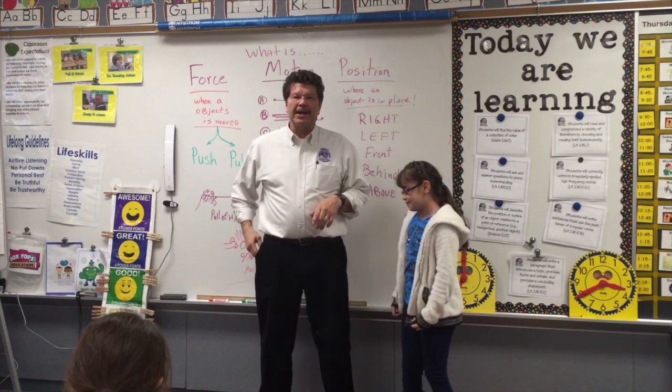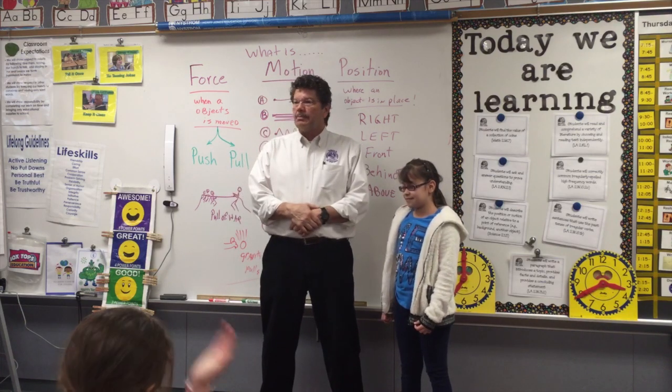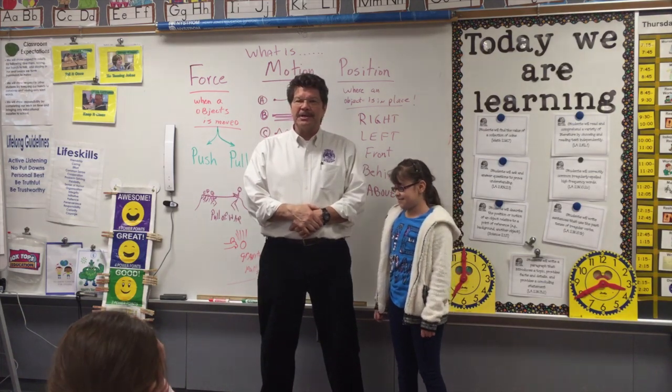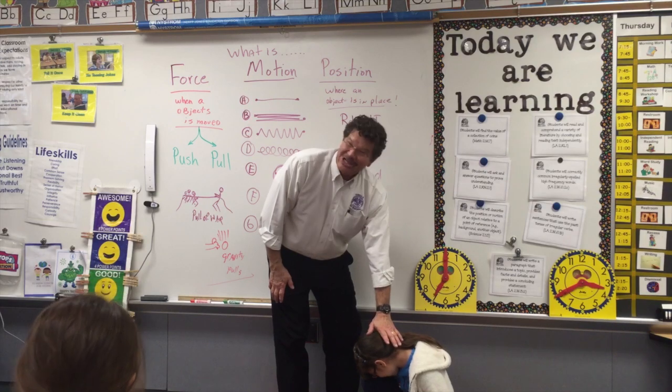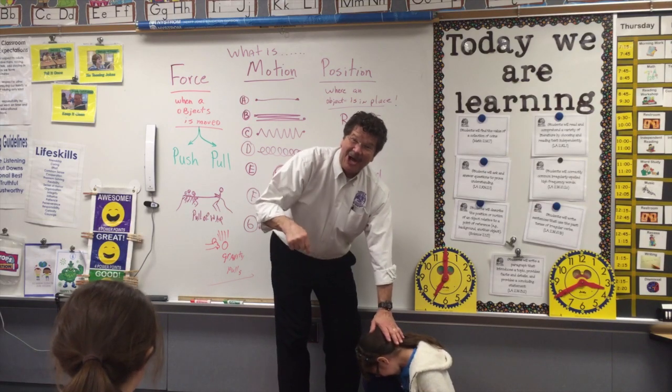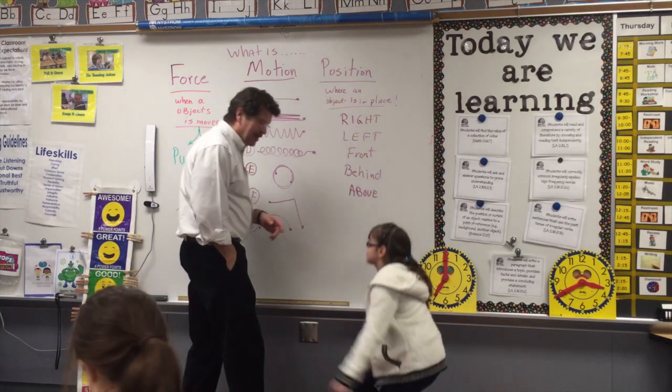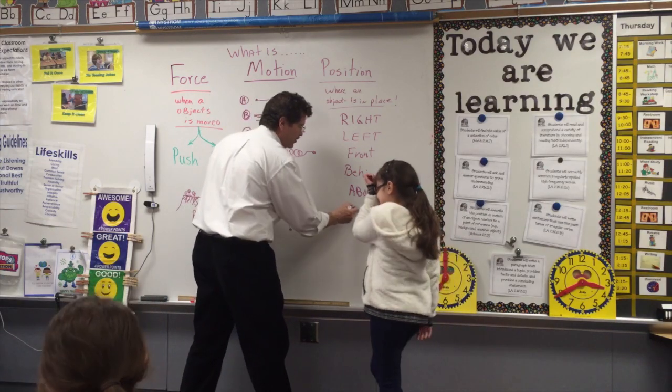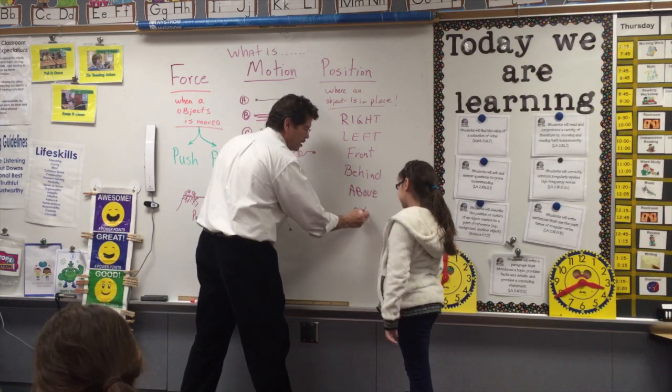Let's do one more. Ready? Shut one eye. Shut both eyes. Where is she now? Below. She's below. Go ahead and write that word. Ashley, you get all over the place. One more thing for Ashley to do.